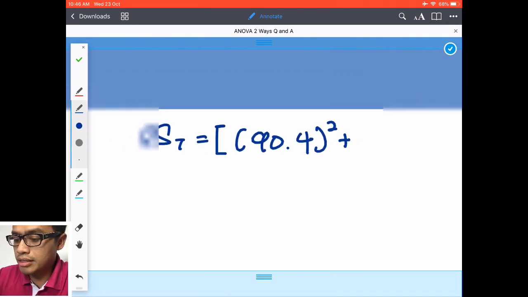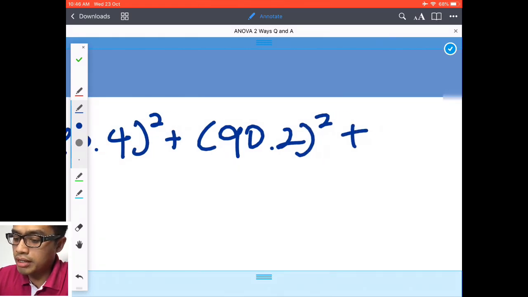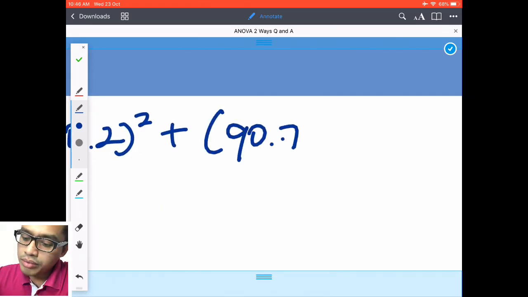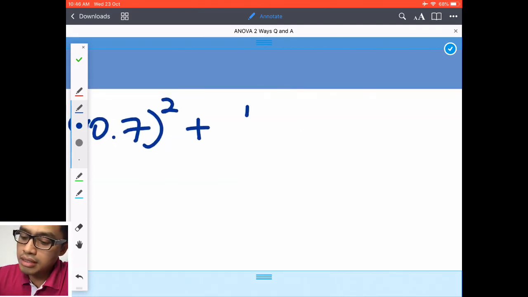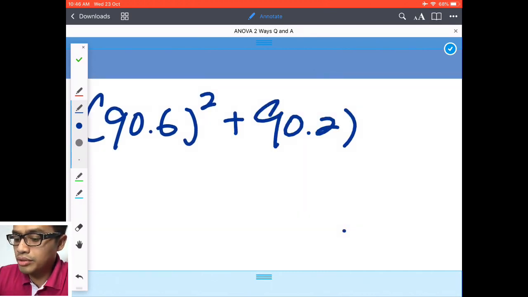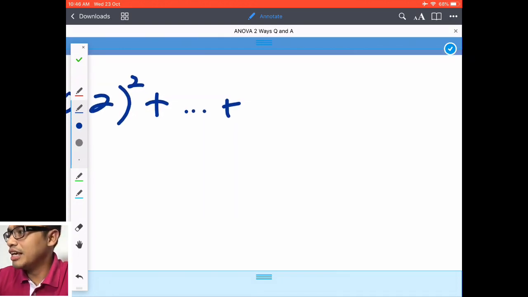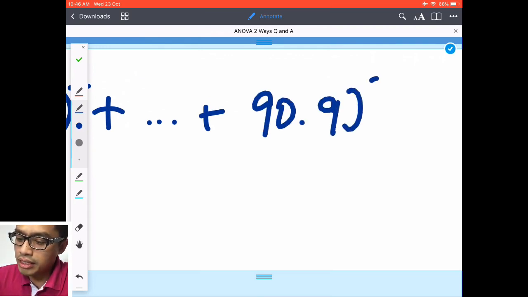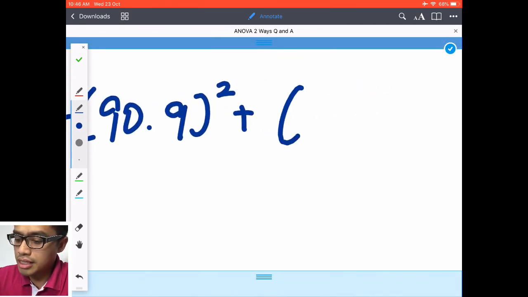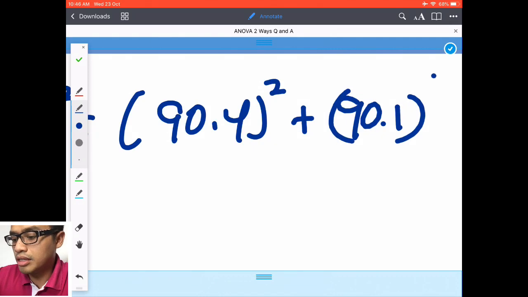90.4 squared plus 90.2 squared plus 90.7 squared plus 90.6 squared plus 90.2 squared plus, and I am lazy, I'm going to use this dot dot dot, take just 3 of the final numbers, 90.9 squared plus 90.4 squared plus 90.1 squared.